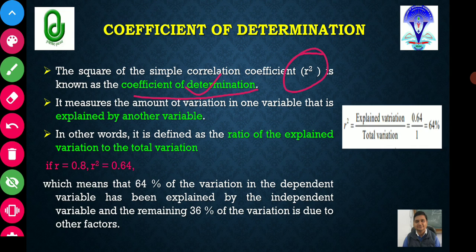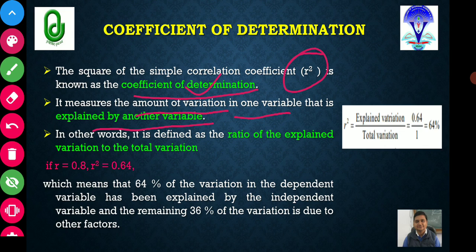So we'll see what the coefficient of determination is. Why is the coefficient of determination important? Because it measures the amount of variation in one variable that is explained by another variable. So what is the amount of variation?